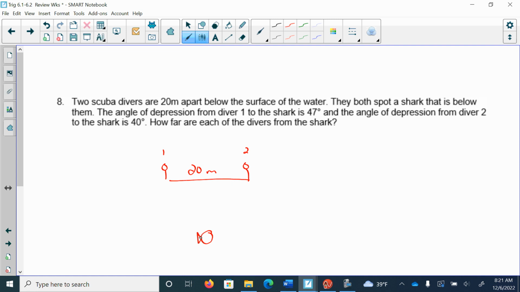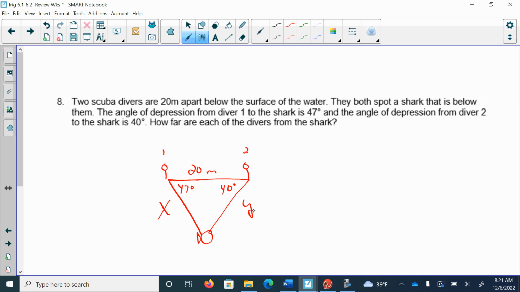And the angle of depression from diver 1 to the shark, so remember angle of depression means he's looking down. The angle of depression is 47 degrees. The angle of depression from diver 2 to the shark is 40 degrees. So it wants to know how far each diver is from the shark. So I'm going to call this X, that'll be the distance diver 1 is from the shark, and we'll go ahead and call this Y, that's the distance diver 2 is.